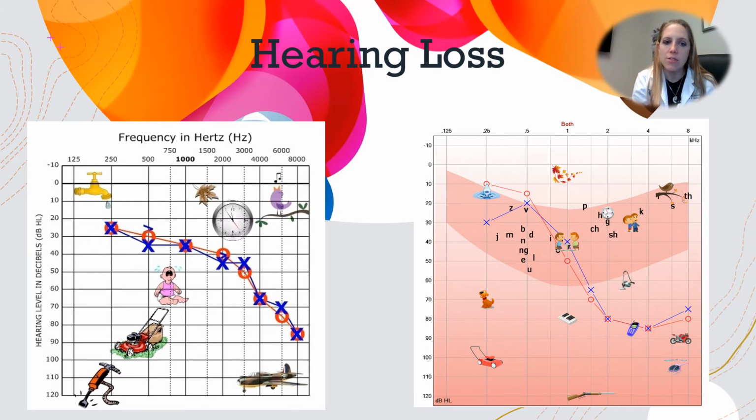From these X's and O's that are drawn in, anything above those lines, a patient cannot hear. So to the left, the patient's missing the clock ticking, the bird singing, the leaves rustling. The patient to the right is also missing those sounds, but also all of those speech sounds, the S's, the TH's, the P's, the CH's, so that makes it harder to hear.